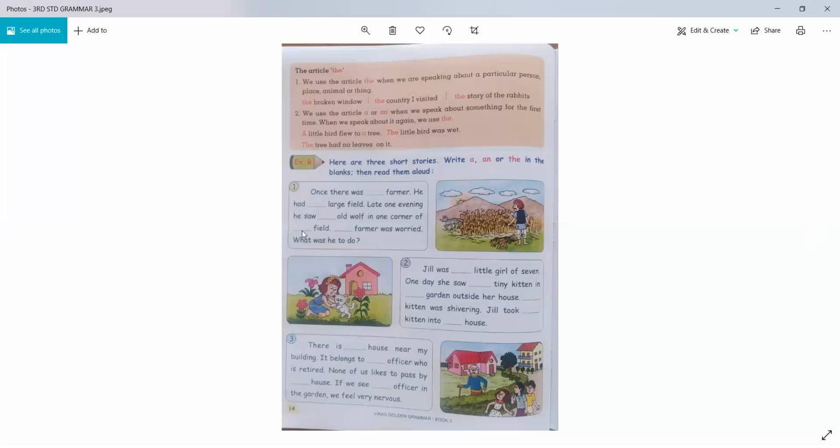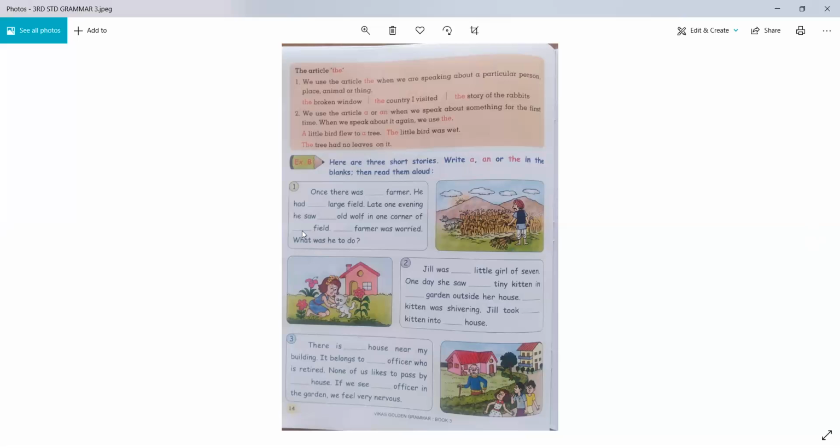Or about an animal, or a thing, when we talk about any object, there we are going to use the article "the". Okay, so here before "field", which article are we going to use? The. Okay, understood, children? The field. A farmer was worried. What was he to do?